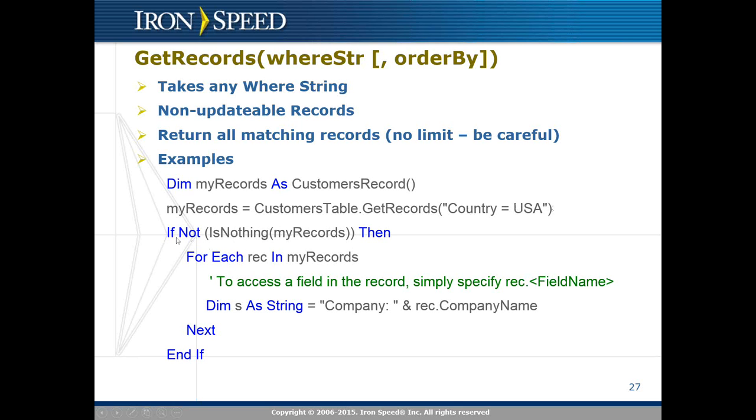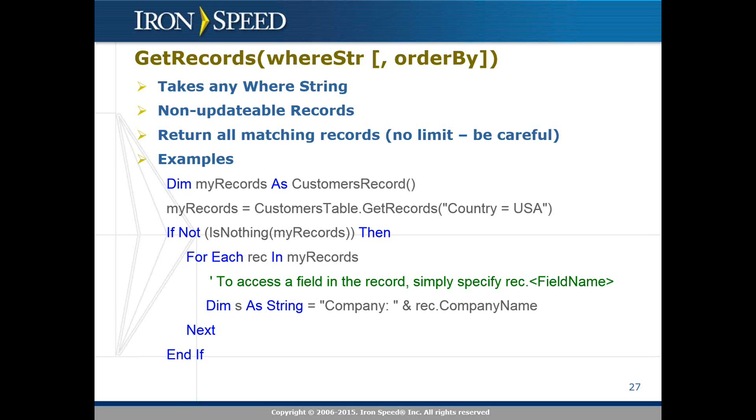If my records equals nothing, then I don't have anything to process. So what we're saying here is if not is nothing, my records, in other words, my records equal something, then go ahead and process. And for each record in my records, in this case, they're just pulling out the company name. I could, at this point, make each one of these records mutable or writable, and I could certainly do that if I wanted to, and then maybe update stuff.